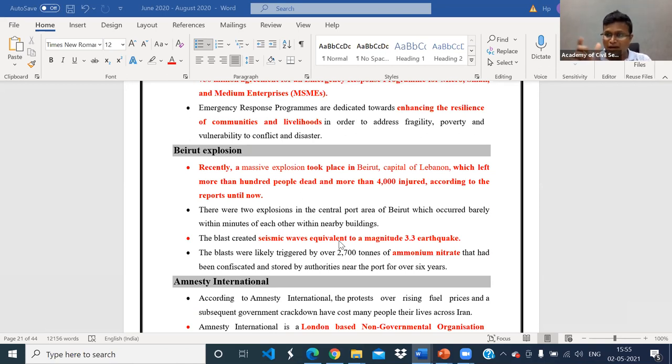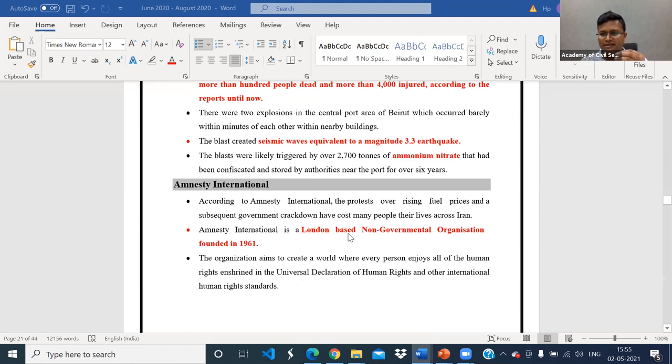And this blast was measured as 3.3 on the Richter scale. It created a small earthquake also in Lebanon, in the city of Beirut. That is why, for Beirut, the area you have to remember: it is a Middle Eastern country. Lebanon's capital is Beirut.